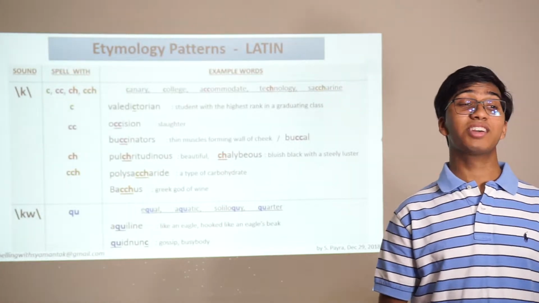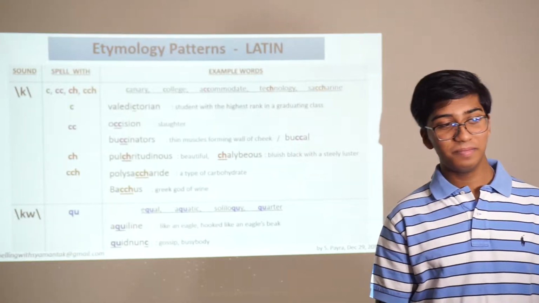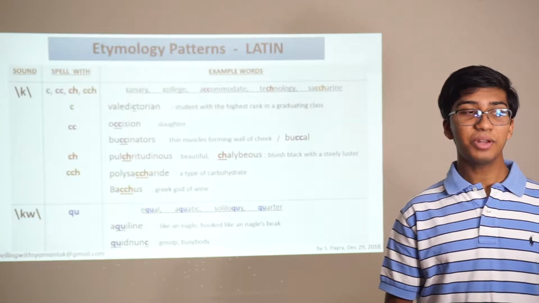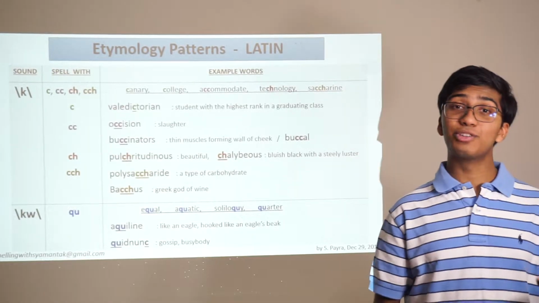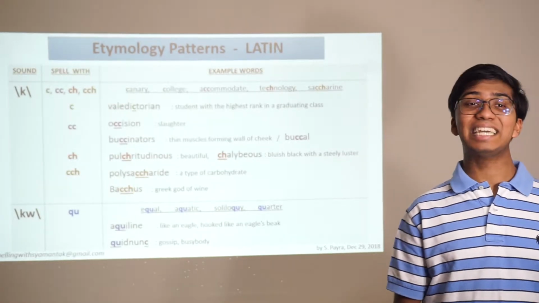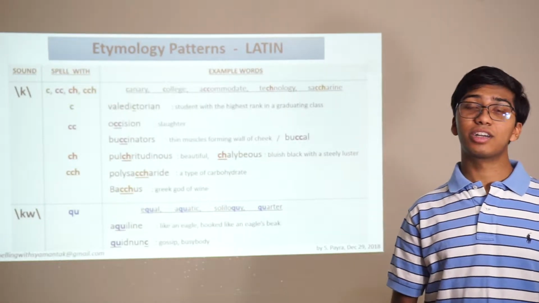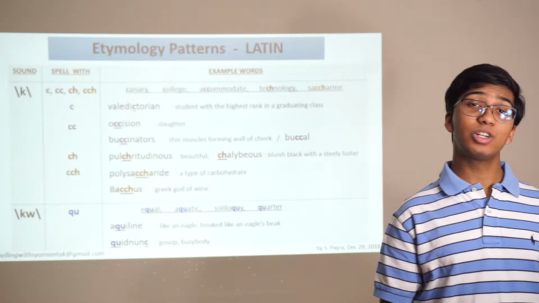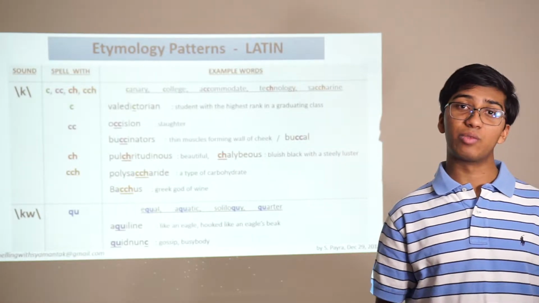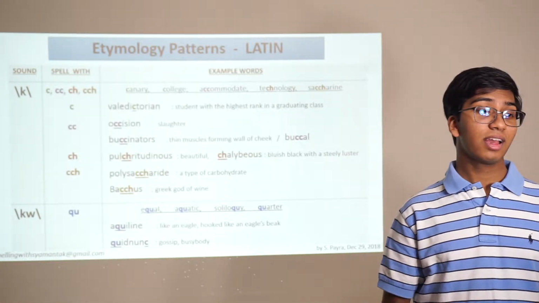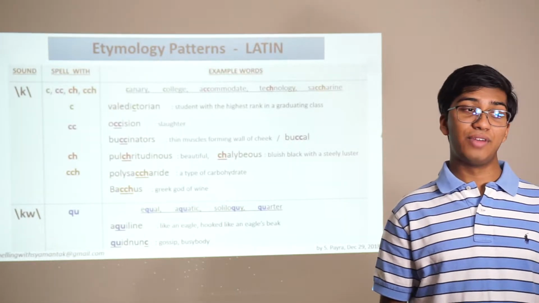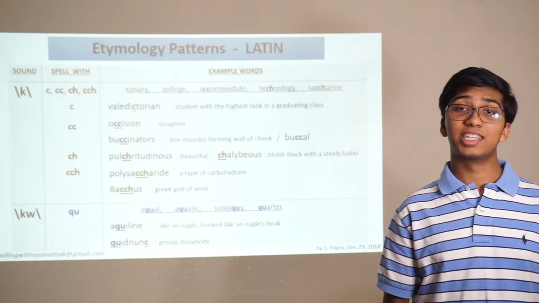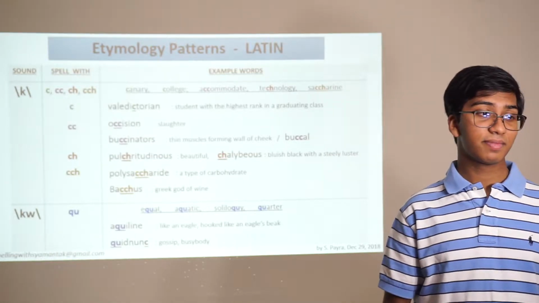So next we come to the K sound, and then the Kwa. The K sound has a couple different ways that it can be spelled. All of them are united by the presence of at least one C. It's unlikely that you find a K in a word with Latin origin. That usually shows up more in words with a Greek origin, if at all. Over here, it can be as simple as just one C, like the word valedictorian, a student with the highest rank in a graduating class.